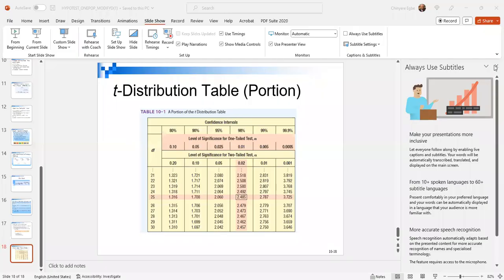So are you able to see my slide? Yes. Okay.